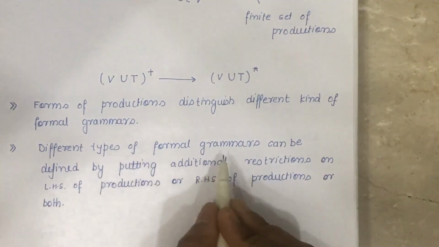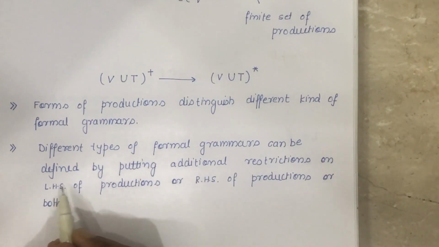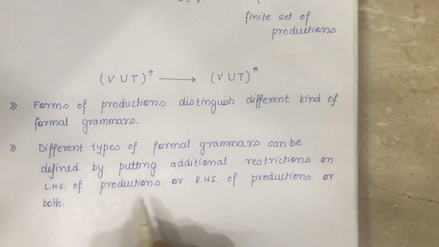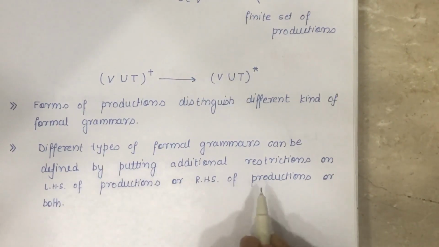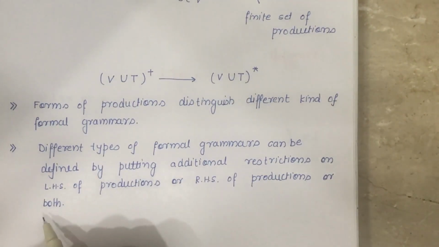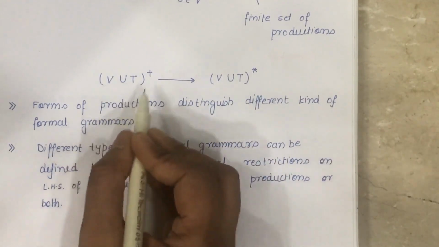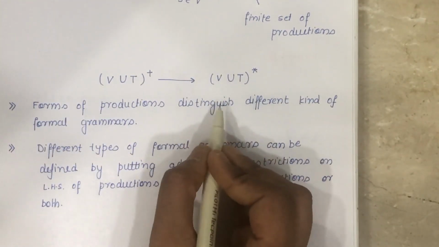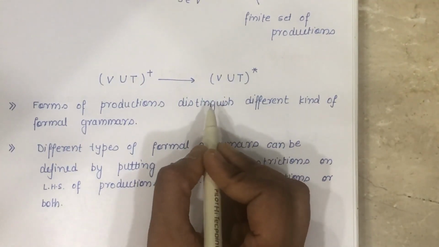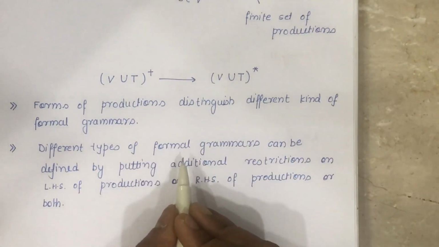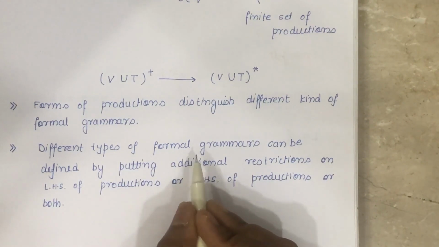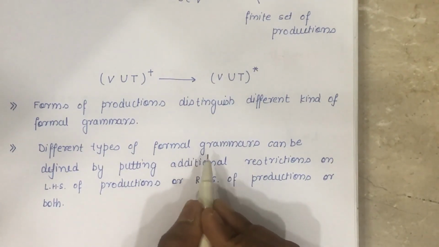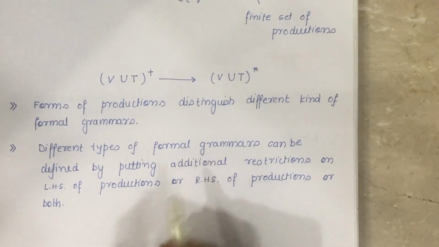Different types of formal grammars can be defined by putting additional restrictions on the left hand side of productions, or the right hand side of productions, or both. If we put restrictions on the left hand side or right hand side of the production, we get different types of formal grammars. These could be regular grammar, context-free grammar, context-sensitive grammar or unrestricted grammar.